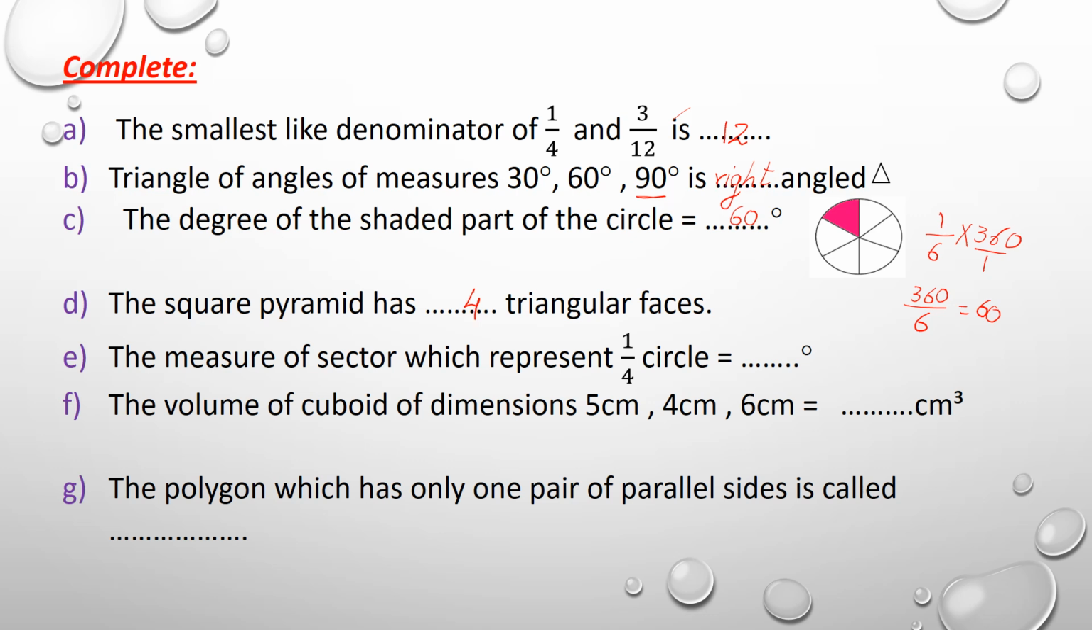Okay, a square pyramid has dots triangular faces. Square pyramid has 4 triangular faces. The measure of sector which represent 1 over 4 circle. We studied it's 90.